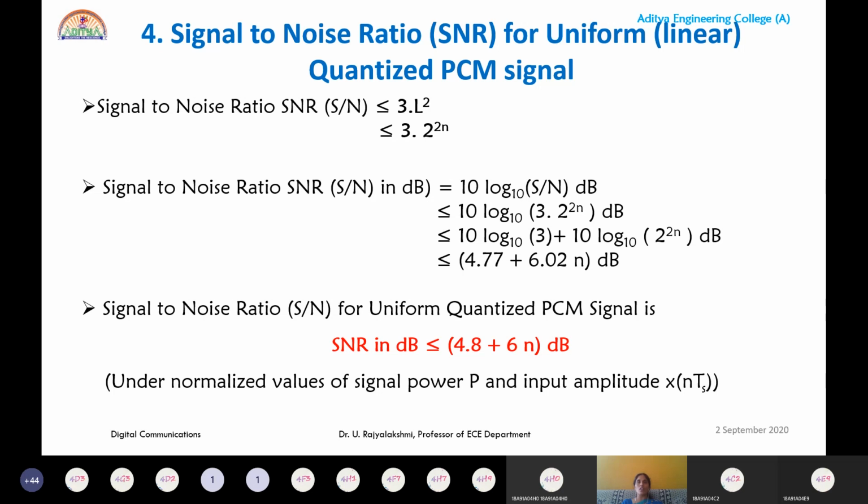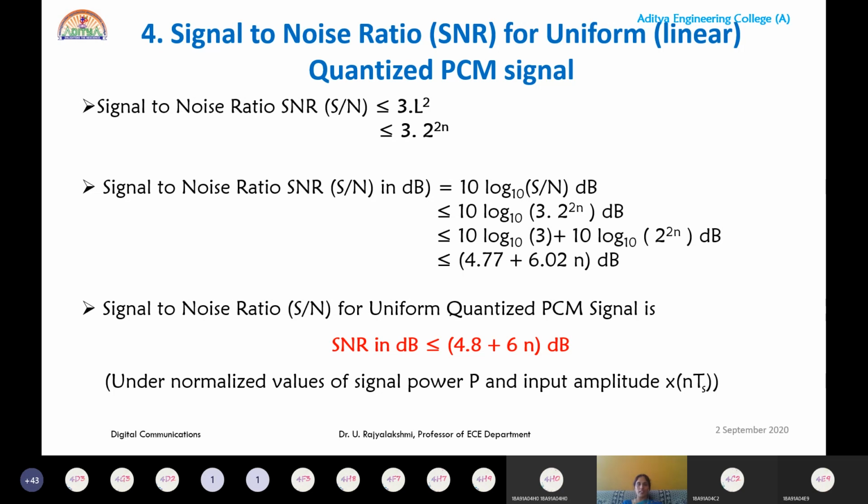So it is 10 log SNR base 10, the normal value of SNR. The normal value is less than or equal to 3 into 2 power 2n. Please substitute that value inside the logarithm. So you will get 10 log of A into B, which is log A plus log B. So split the log AB into log A plus log B. Then 10 log 3 base 10 plus 10 log 2 power 2n base 10.